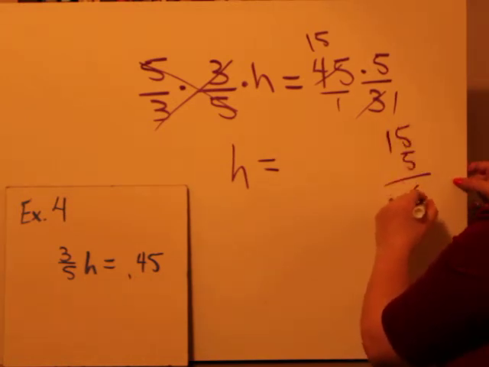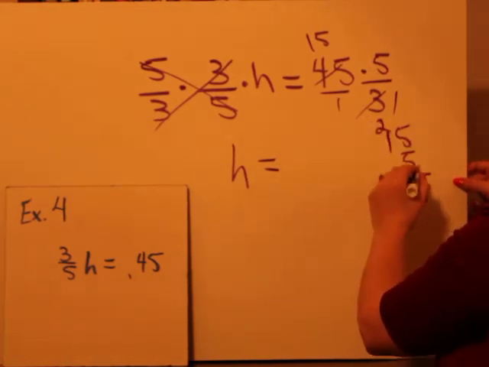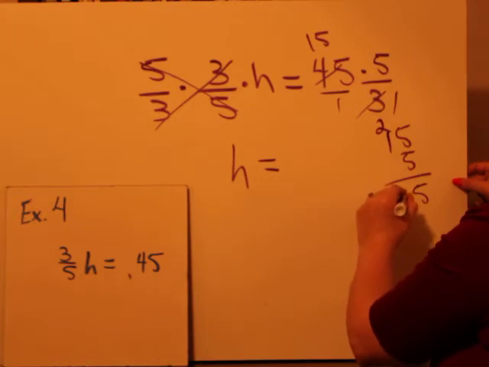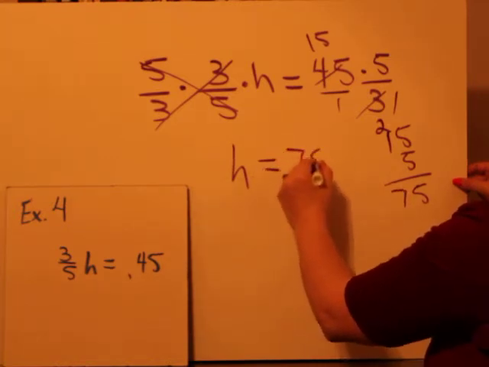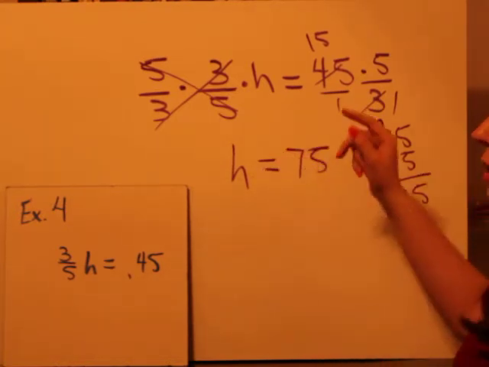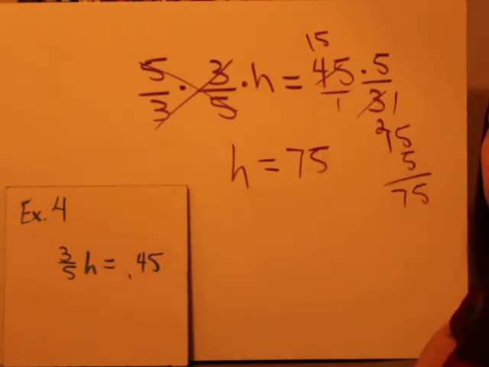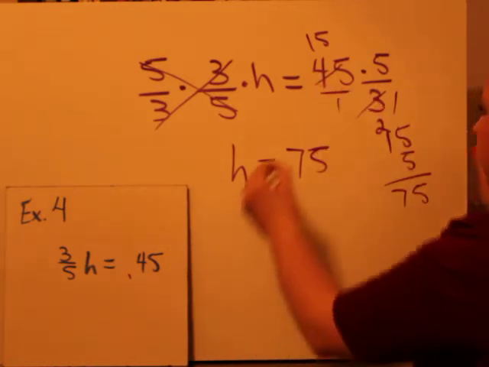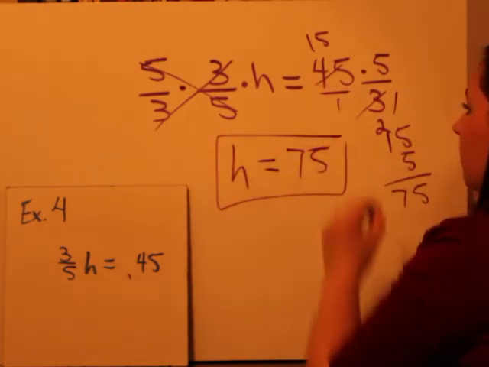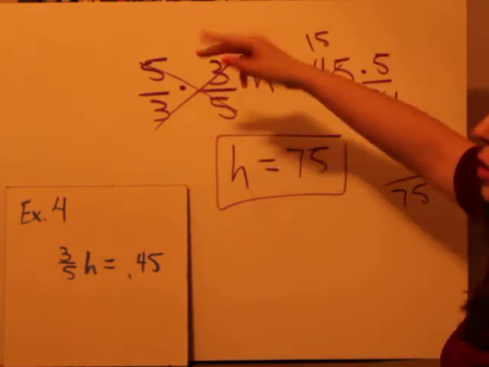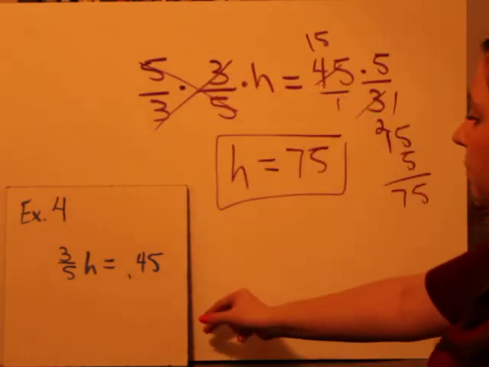5 times 5 is 25, carry your 2. 5 times 1 is 5, plus 2, 7. So h is 75. And I will leave you to plug this one back into your notes and check it out. So h is 75. If you got a fraction in front, multiply by the reciprocal.